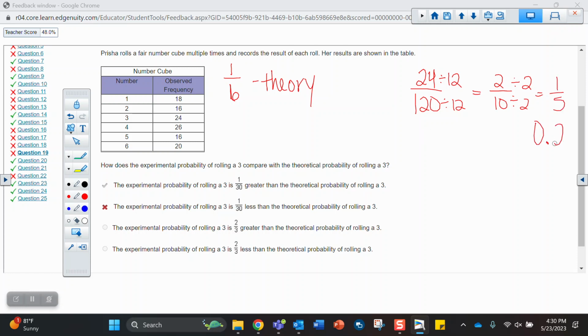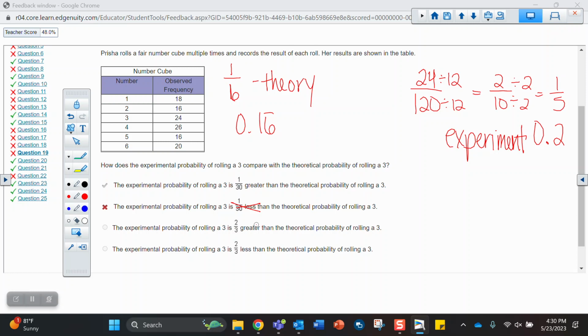This is 0.2 in a calculator. Remember, this is experimental. And 1/6 is 0.16 repeating. So you can see the experimental probability is greater. The answer choices: Experimental probability of rolling a 3 is 1/30th greater than the theoretical probability. Experimental probability is 1/3 less. Nope. Experimental probability is 2/3 greater.